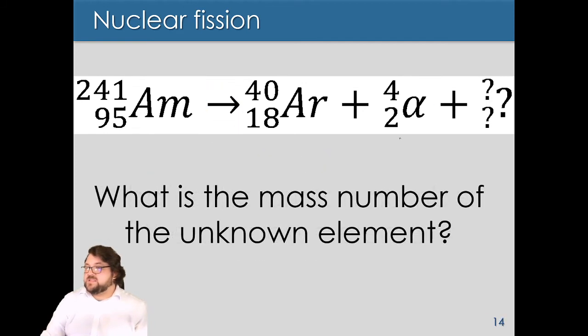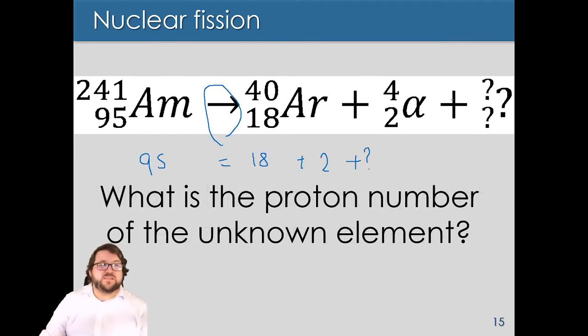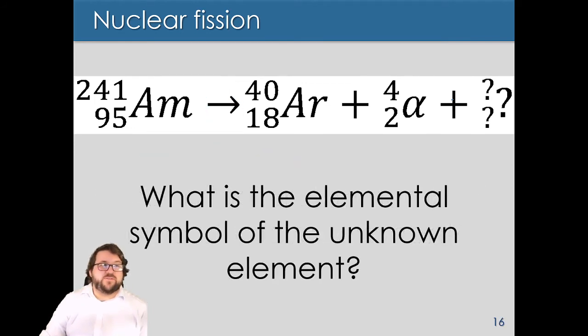So let's go back to the mass number. We have 40 plus 4 is 44. And, oh, that's going to be relatively easy, isn't it? 241 minus 44 is 197, I hope. So that's going to be the top one. We're going to have 197 at the top. And then we're going to do the same at the bottom. So I'll just write 197 to remind myself.